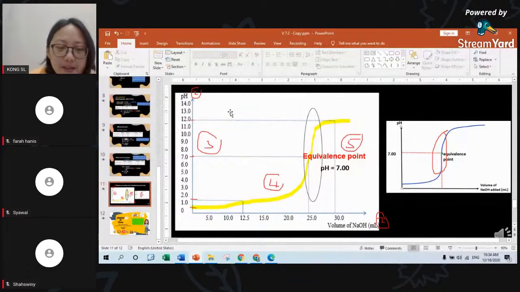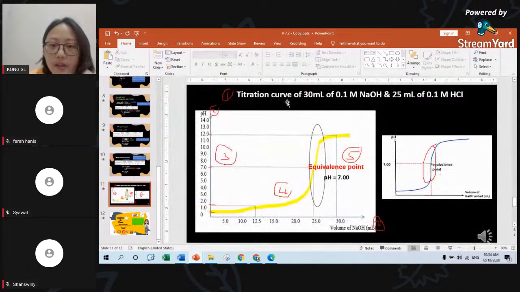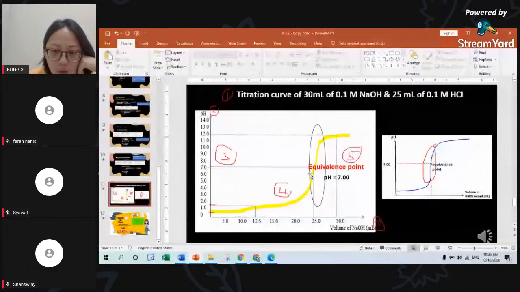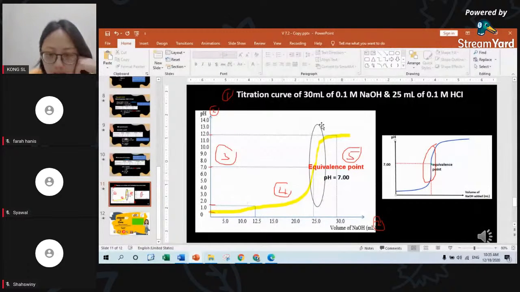Okay, first, title. You must write down the title: titration curve of 30 ml of 0.1 molar sodium hydroxide and 25 ml of 0.1 molar HCl. Next axis, the y-axis is the pH. The x-axis is the volume of sodium hydroxide added in ml. And then the points. Starting at 0 is 1. And then half equivalent point is 1.5. Equivalent point is at 25 ml, pH 7. And then at 30 ml, it is near to 12. You must label the equivalent point as well, pH equal to 7. While you connect, make sure there is a steep part over this area.